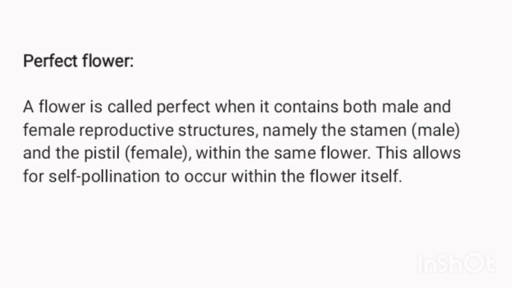Perfect flower. A flower is called perfect when it contains both male and female reproductive structures, namely the stamen and the pistil, within the same flower. This allows for self-pollination to occur within the flower itself.